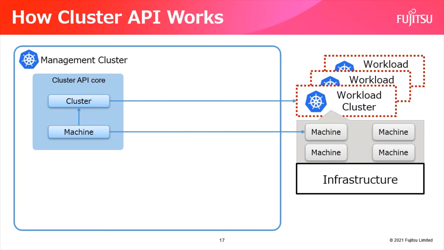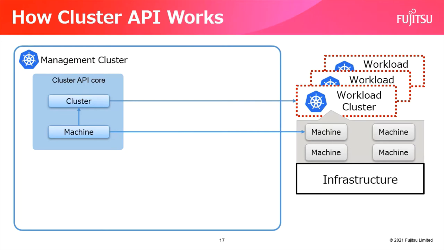Each machine object has a reference to the cluster which this machine belongs to. And the machine objects are immutable. Once a machine is created, it cannot be updated except for some metadata and its status. If a machine needs to be updated, then a new machine should be created to replace the current one, and then the current one should be deleted.